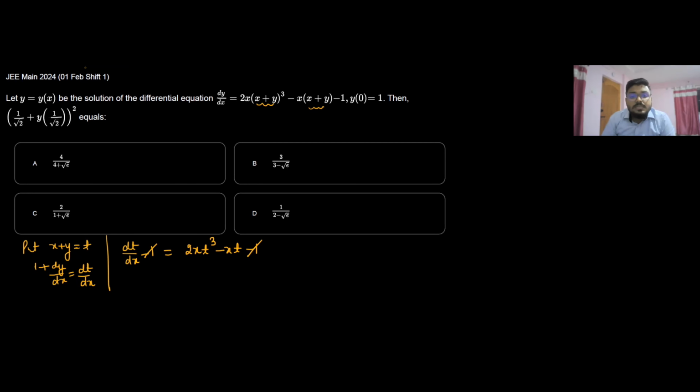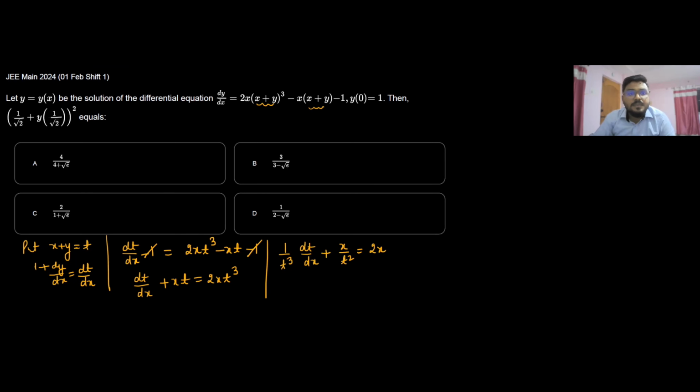2xt cube minus xt. One thing we can do here is dt by dx, and this xt term if we shift on the left, so plus xt equal to 2xt cube. All right. So here if we divide by t cube throughout, let's divide by t cube throughout. So that is 1 by t cube dt by dx plus x by t square equal to 2x.